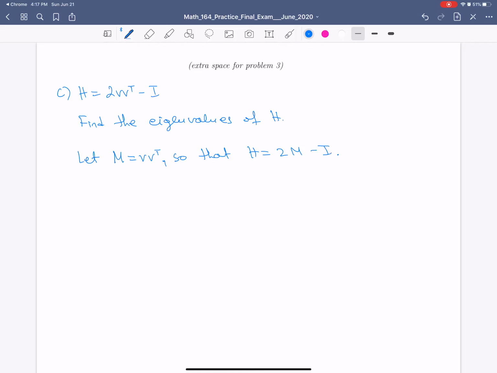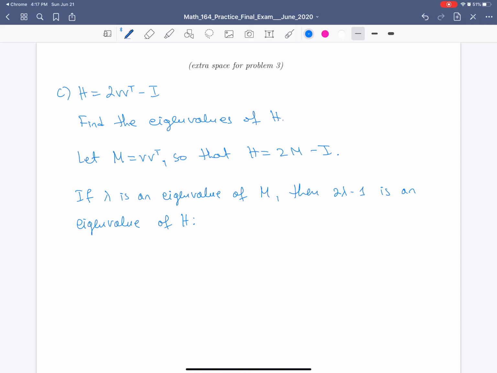Why am I doing this? The reason is that if I can find the eigenvalues of M, then I have the eigenvalues of H. So if lambda is an eigenvalue of M, then 2 lambda minus 1 is an eigenvalue of H. Let's see why that is so.